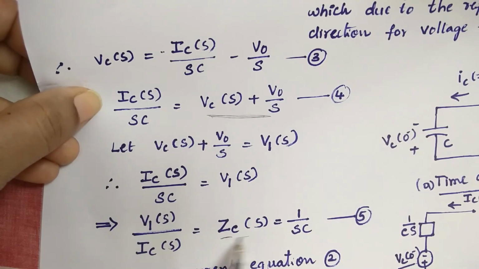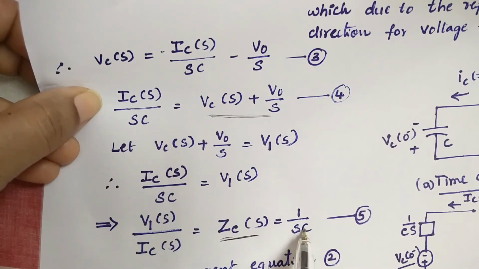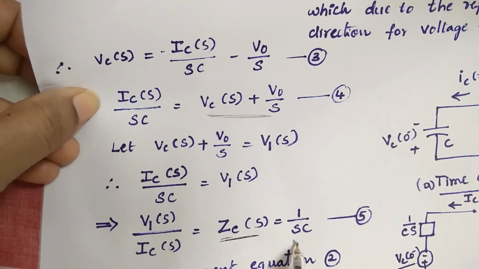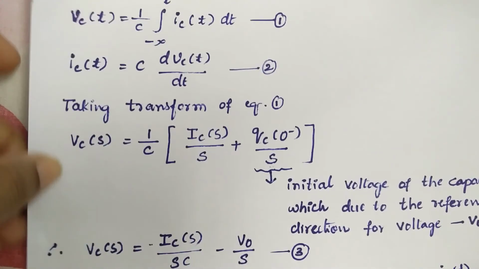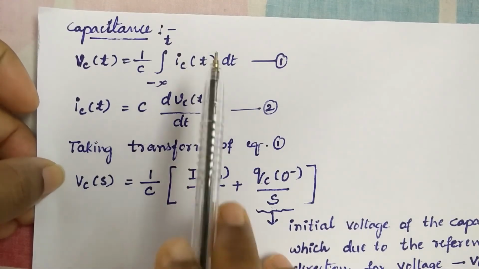So what is that impedance? See here. If V by I, what is left over here? 1/sC. So this is the transformed impedance of your capacitor. If you want to calculate the admittance, then take I by V, so you get sC. So this is the relation for transformed impedance and admittance using the voltage equation.